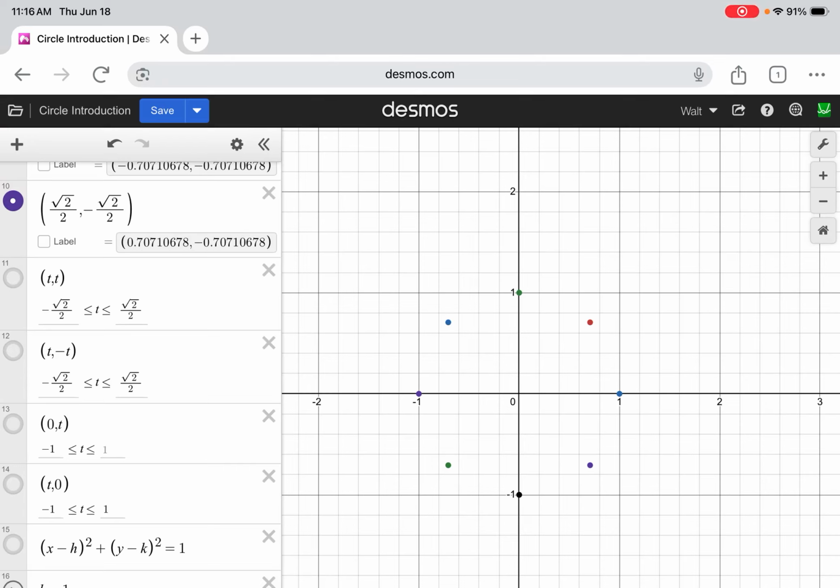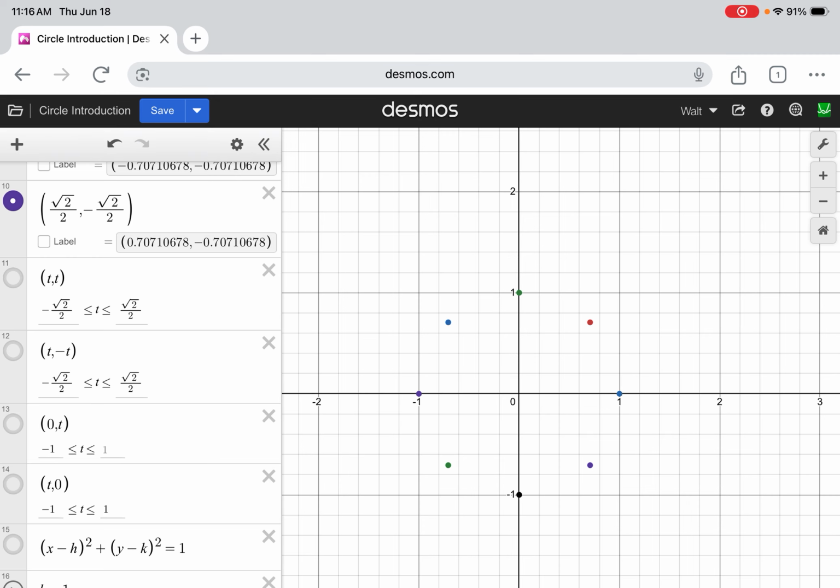I went over to Desmos and plotted 8 points, and here they are. And these points all have something in common. They all are the same distance from the origin, the point 0, 0. And when we say the origin, usually we're talking about, on the xy plane, the point 0, 0. X is 0, y is 0. So all of these points are the same distance from the origin.